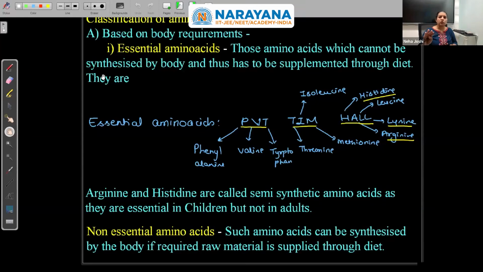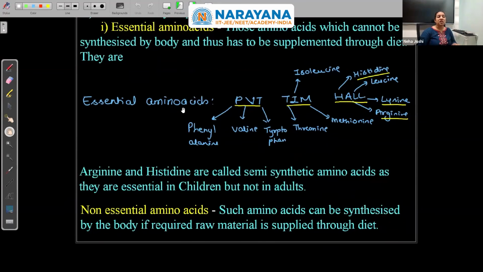Whatever we give, we don't know how to synthesize them. And thus, they have to be supplemented through diet. You have to eat the right type of diet to have those in your body. Now, how to memorize essential amino acids? Again, I am giving you a shorthand.